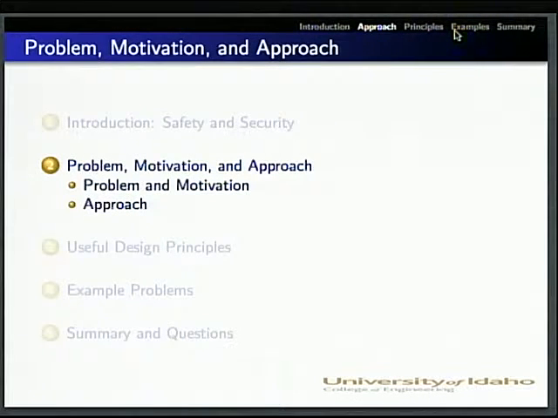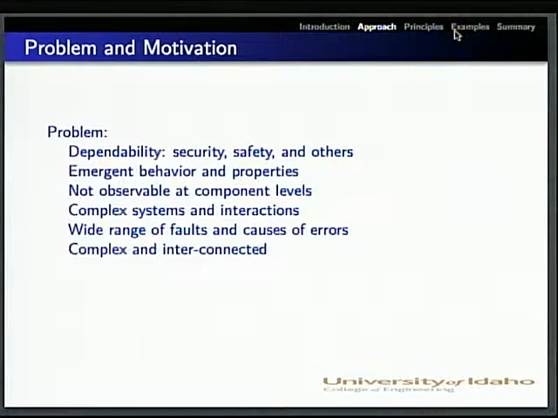So what's the overall problem and what is the motivation? It is almost obvious, but I still like to state it, and then what approach I believe we should pursue. So the problem is that all of these properties, what we call the ilities, like security, safety, and all of the dependability properties, are actually what we call emergent behavior.